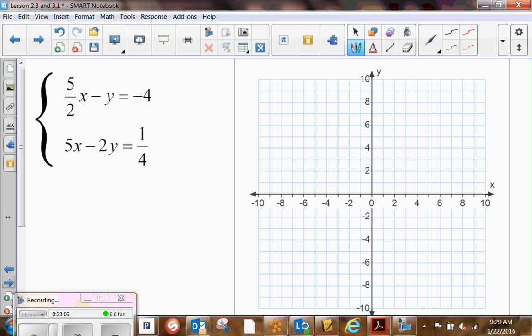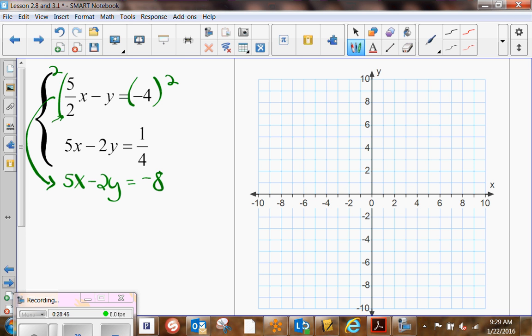All right, let's look at this equation. I don't want that fraction. So I'm going to multiply by the denominator on both sides to get rid of the denominator. I'm going to multiply this side by 2 and this side by 2. So this equation will turn into, the 2 will cancel, so I'll have 5x minus 2y equals negative 8. Okay, so let's now put them in slope-intercept form maybe.